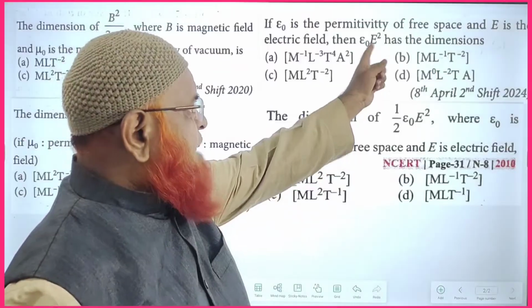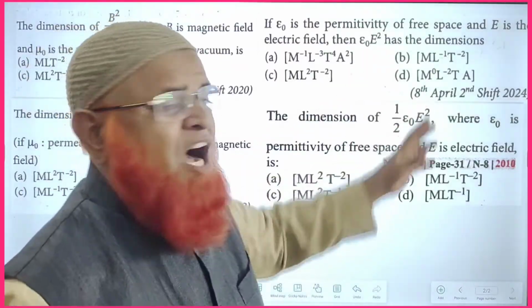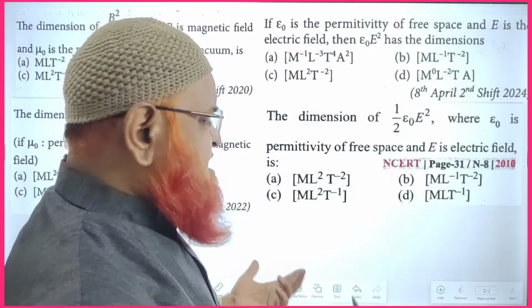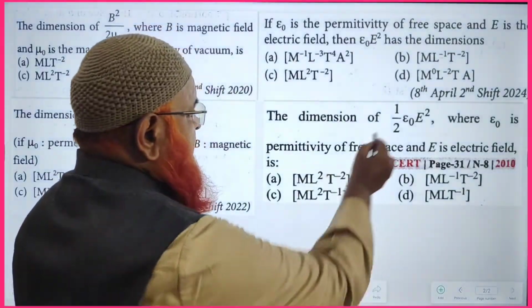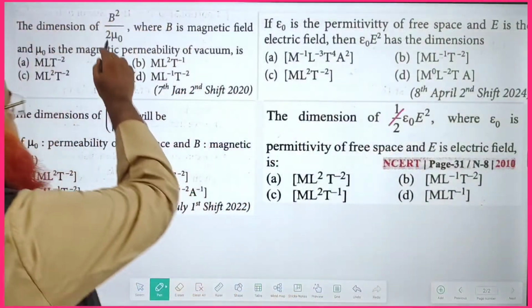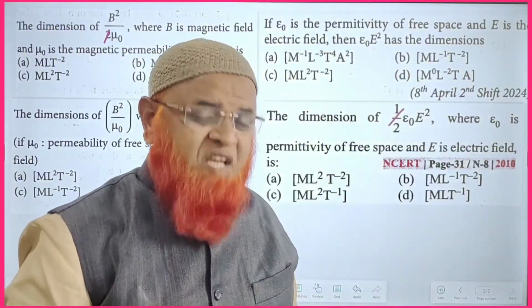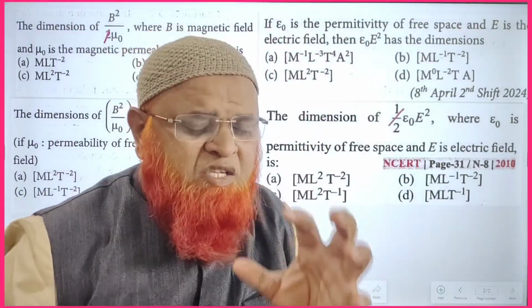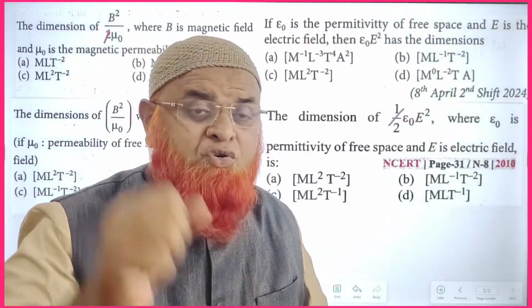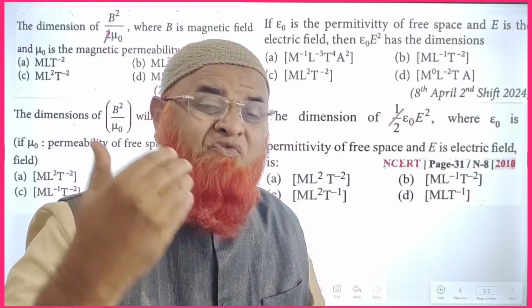Here also epsilon naught E square or half epsilon naught E square. As there is no dimensions for half, it is not counted. Here 2 also not counted. But these 4 formulas are having a common thing. What is that common thing? These 4 formulas belong to electromagnetic wave.